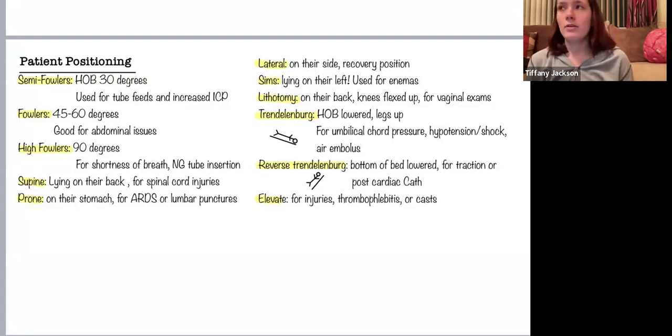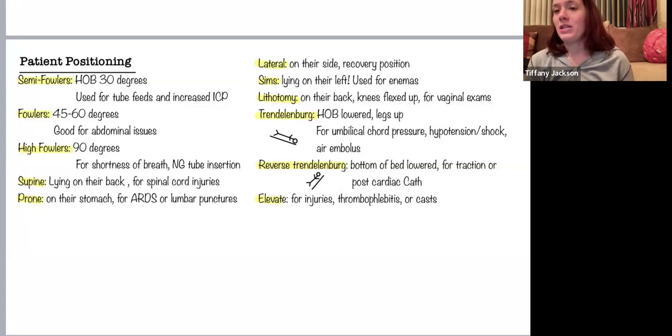Lateral is our recovery position. This is what we're going to put our patient in after they have a seizure. It's very similar to SIMS, except with SIMS, they're lying on their left and you are throwing that right leg over. Lithotomy, this is most common for vaginal exams.